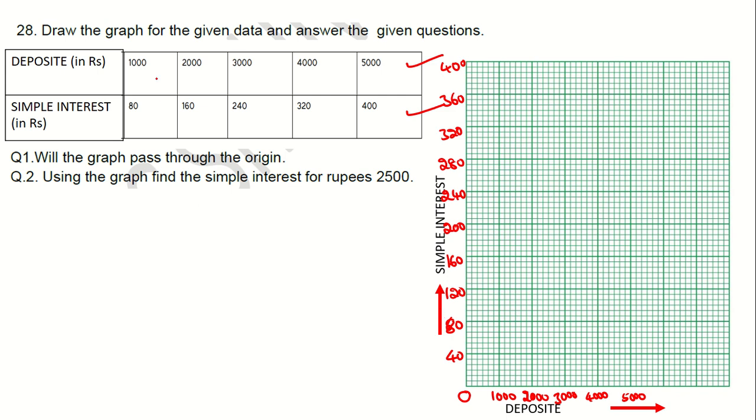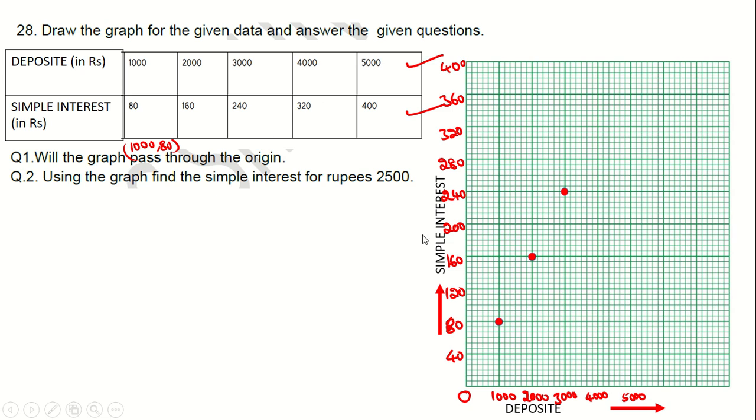Now we have to mark the points. That means for 1000 we mark 80, giving 1080. The point here is 1000 and this is 80, so we mark this as 1080. Then for 2000 we mark 160. For 3000 we mark 240. So this is the point for 3000.